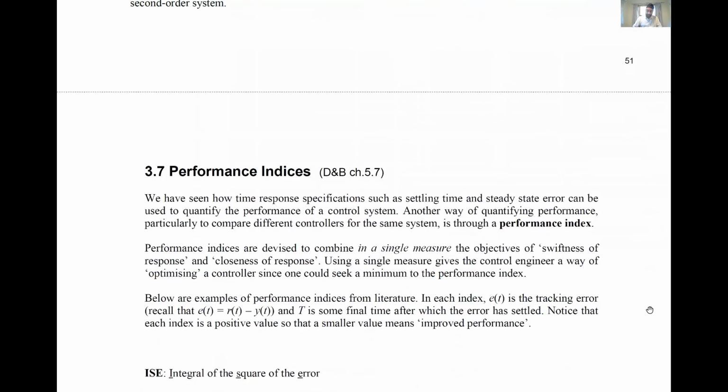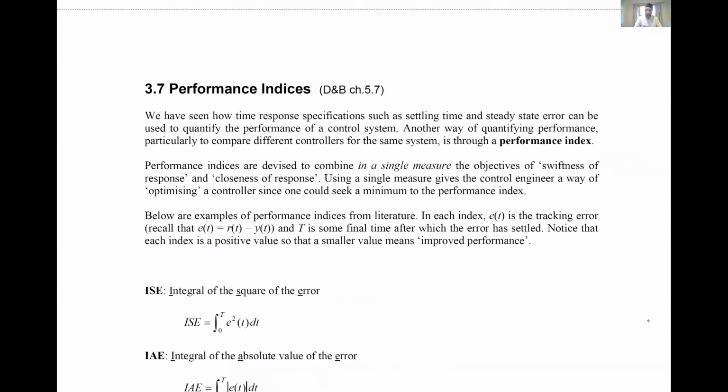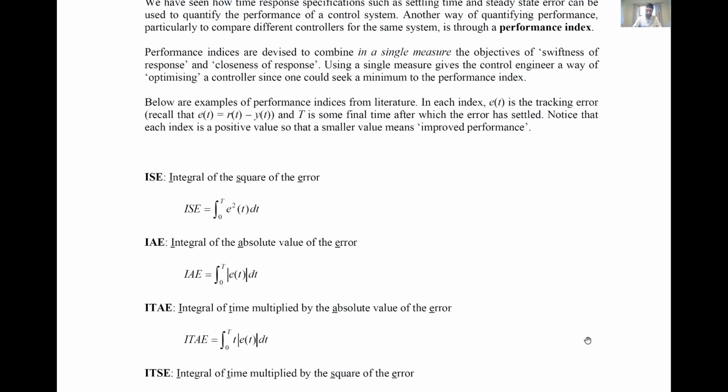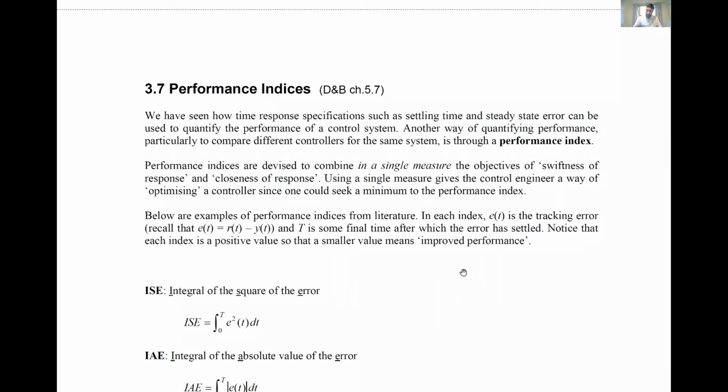The last thing that I want to describe is the topic of performance indices. This is coming from the Dorf and Bishop chapter 5.7, so you can find more details in this reference book. These different performance indices are just some of the performance indices that you can find. There are many other ways of coming up with performance indices also. You can read up more information about it in Dorf and Bishop. This is not an examinable topic except for knowing what a performance index is.